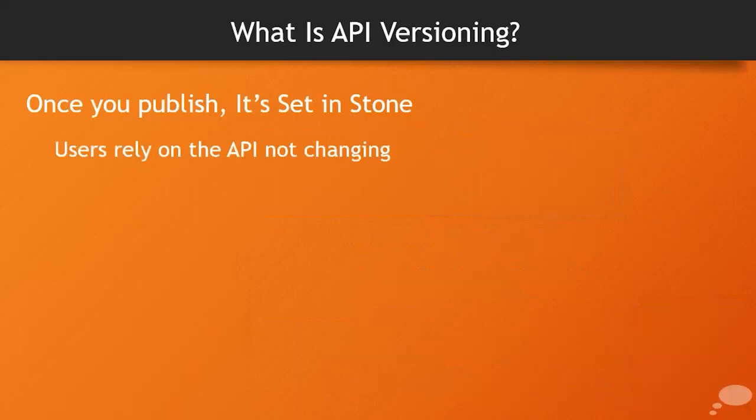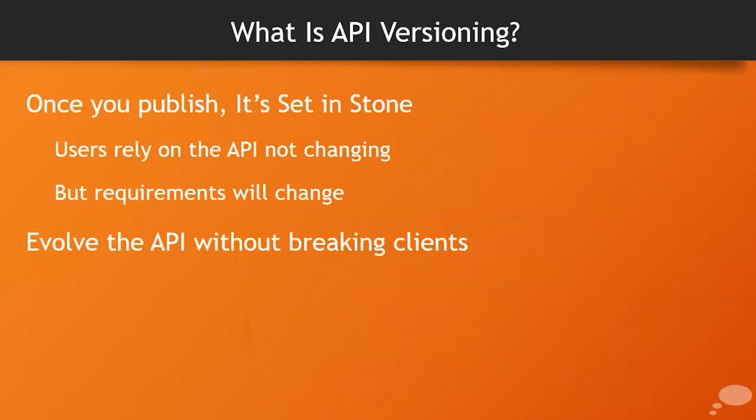And so your users rely on this API not making drastic changes, but the requirements of your system are likely to change. So we need a way to deal with these changes, to evolve the API without breaking existing clients. And API versioning, as we're talking about it, is about not breaking these clients.